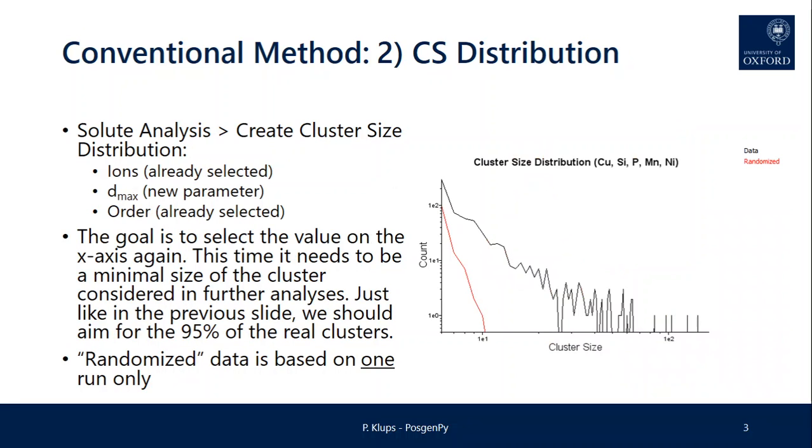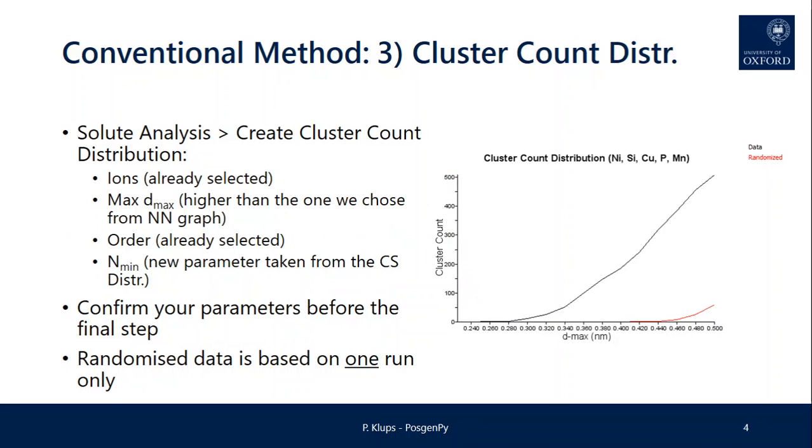Next, we have to create a cluster size distribution. Here we have to find the n-min or the smallest size of the cluster that we include in the analysis. Note that any error in the previous step will be inherited in the next one and will lead to bad results. Step number 3 is the cluster count distribution graph, and in here we check how many clusters we have at different Dmax values using other parameters from the previous steps, which are n-min and order.